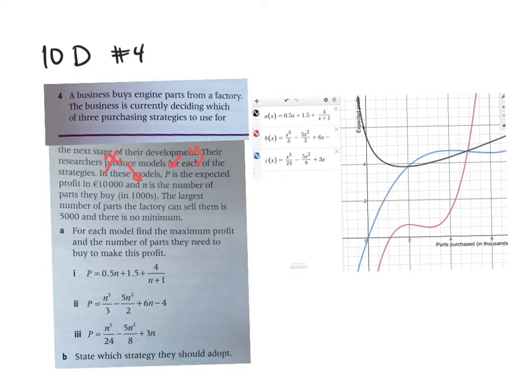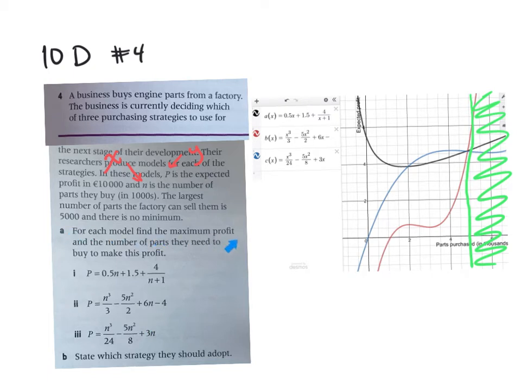N is parts per thousand. The largest number of parts the factory can sell is 5,000, and there is no minimum. So they could purchase between 0 and 5. You could even draw yourself a little line here at 5. Everything over here doesn't count because that's the maximum number of parts that we could purchase. Okay, and then these are the 3 different models, which I have typed in over here. I know they kind of cut off, but I promise I typed them in.